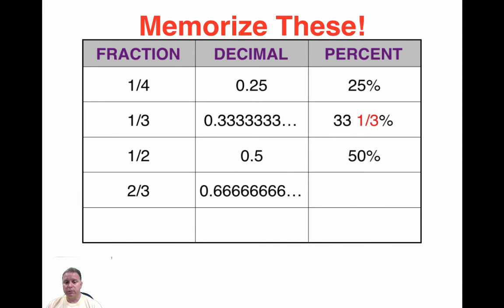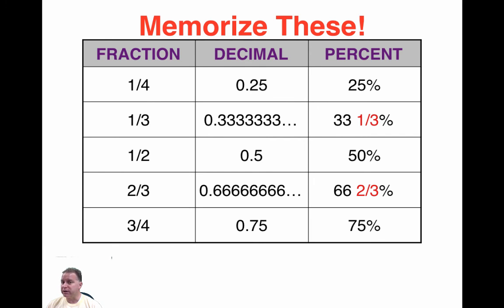2/3, 0.666666. As a percent, you would want to write that as 66 2/3%. And then 3/4. 3/4 of a dollar is 75 cents. And that would be 75%. So these are 5 that I think you should memorize because, and there's others that are probably also you should memorize, but these are the most common.